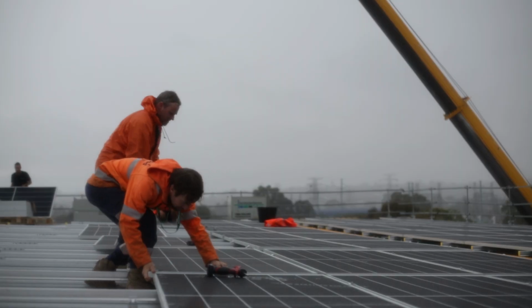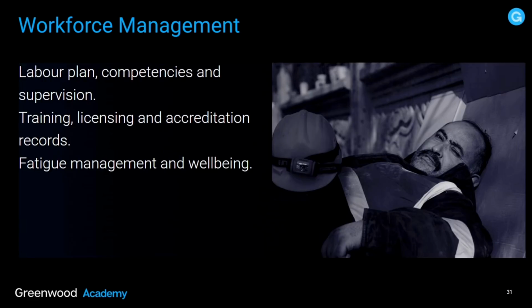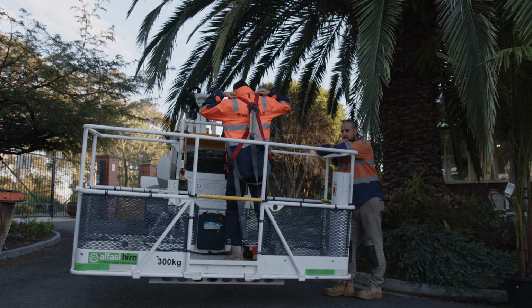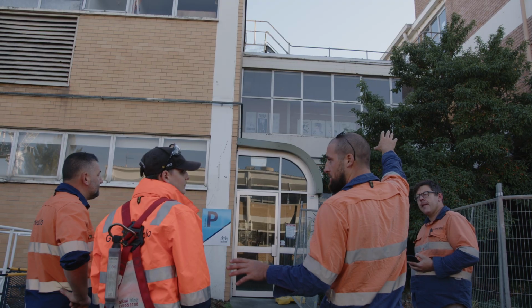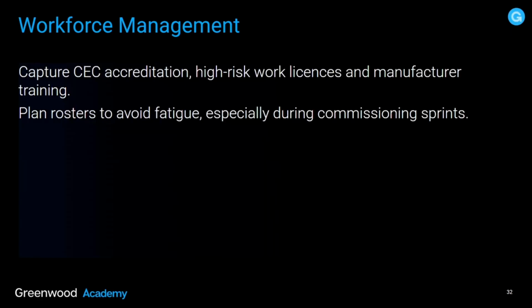Workforce management. This has to be outlined also in your CMP. You have to look at the labour plan, competencies and supervision, training, licensing and accreditation records, fatigue management and wellbeing. Capture CEC SAA accreditation, high-risk work licenses and any other licensing that's required for the particular site or project in question. Plan rosters to avoid fatigue, especially during commissioning sprints. Very important.